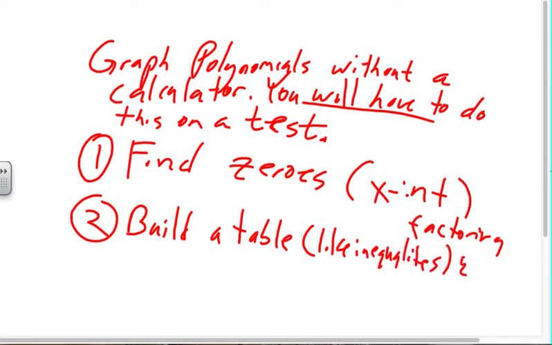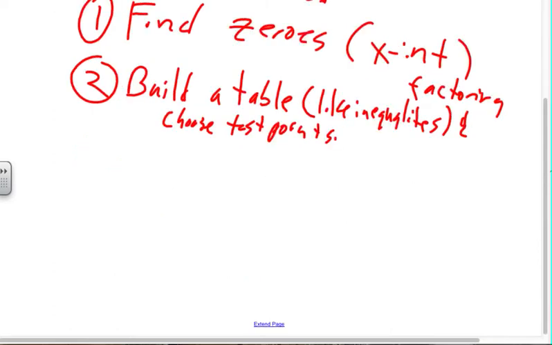And choose test points. Now the reason you're doing this, and it's actually a really slick trick, is for your test point, which you remember somewhere in your interval between your zeros. So if the y value you get, the function value, is positive, that means it lies above the x-axis.